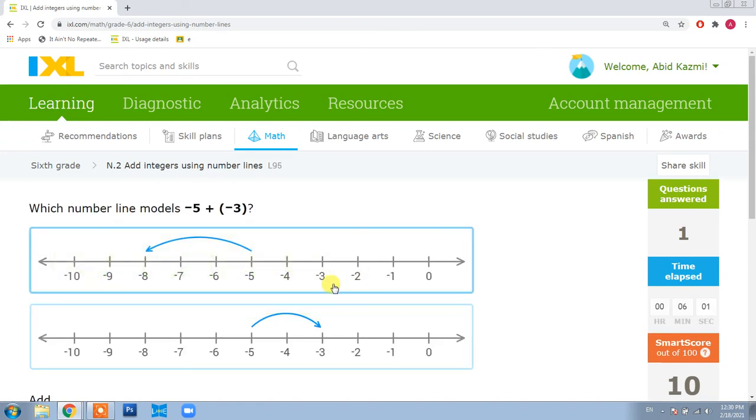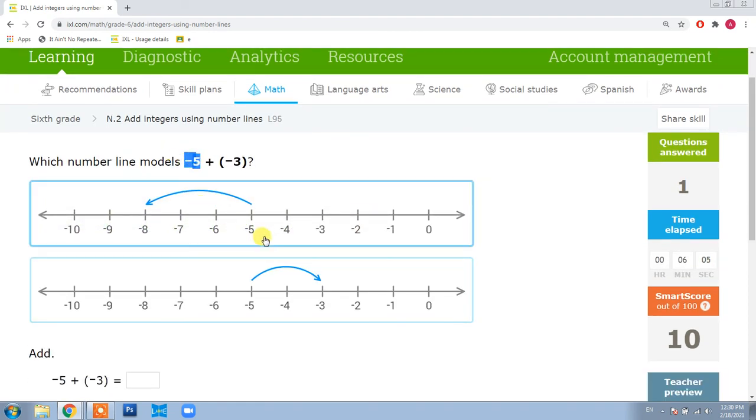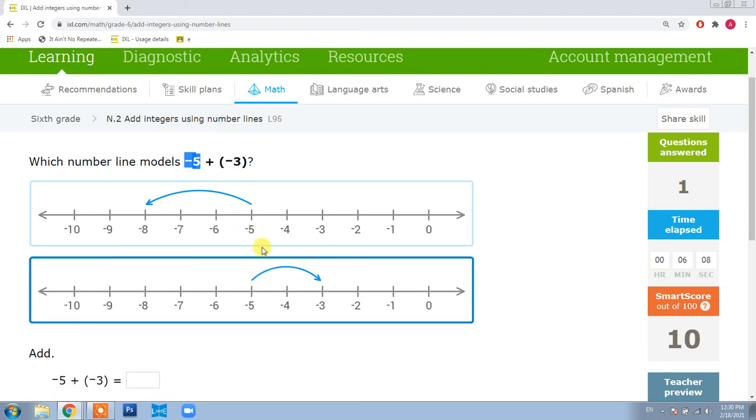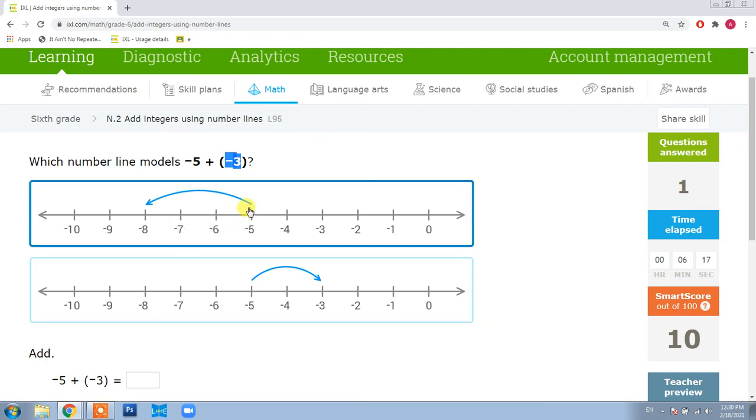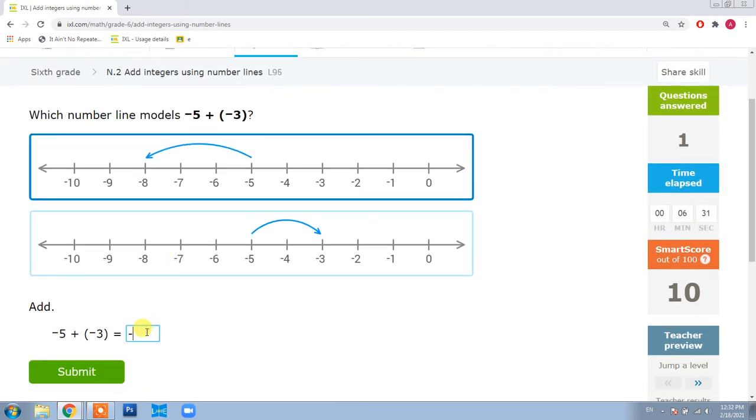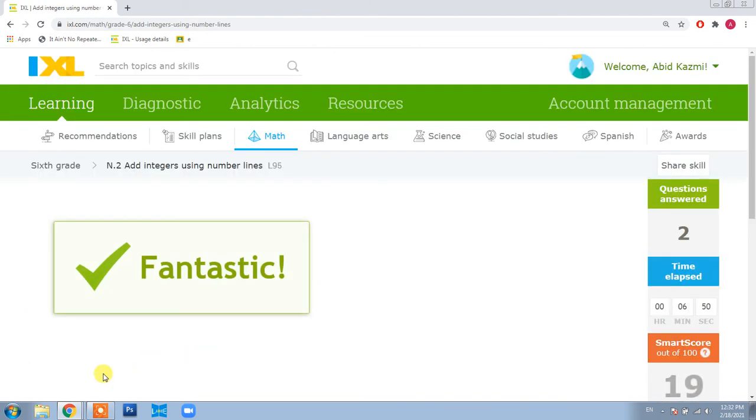Okay, the next question: the first number is -5. That means we will start with -5 in both of the given number lines. We are starting with -5, and now we need to take -3. -3 means we need to take steps towards the left. So this line is right because it is taking 3 steps on the left side. So this is -3, which means -5 minus 3 equals -8, because this arrow ends at -8. So the answer is -8. And you can also see the rule here, because both numbers have the same sign, both were negative, so we just add the numbers, 5 plus 3 equals 8, and keep their sign, which is a negative sign. Okay, let's move to the next question.